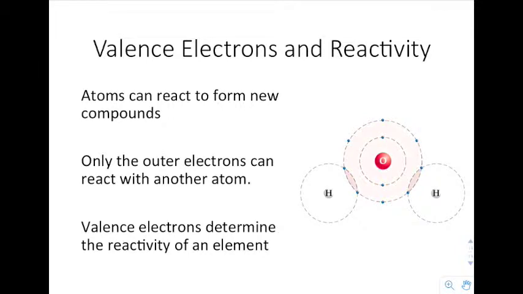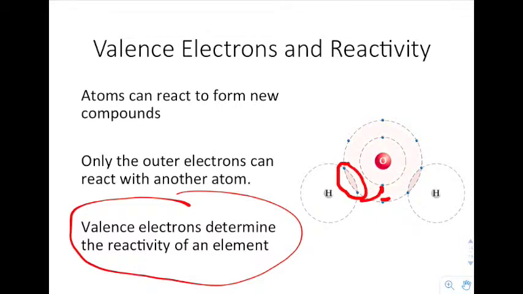Now, valence electrons and reactivity. Atoms can react to form new compounds, and we're actually going to explore this in a lot more detail in future units. But whenever you look at them, only the outer electrons can react with another atom. If you look, there's no way for these electrons in hydrogen to actually access the inner electrons of oxygen, because these electrons on the outside get in the way. So because of that, only valence electrons will determine the reactivity of an element.